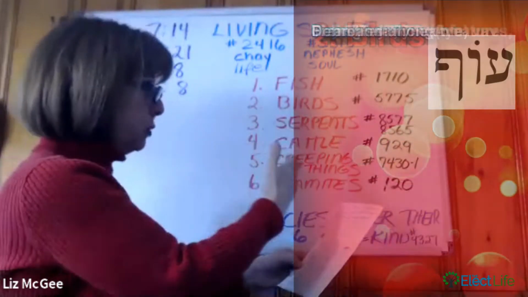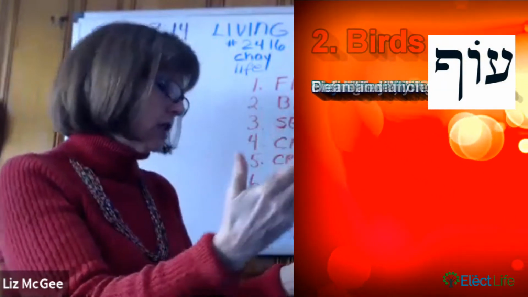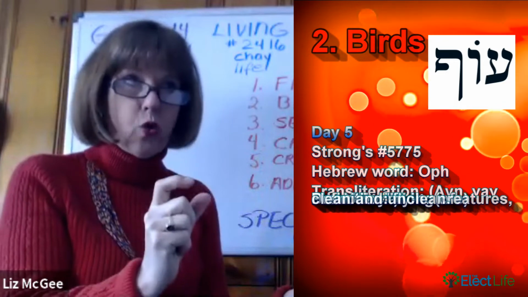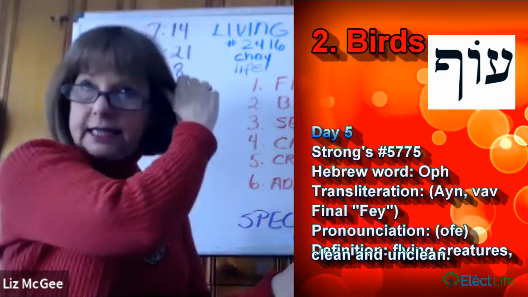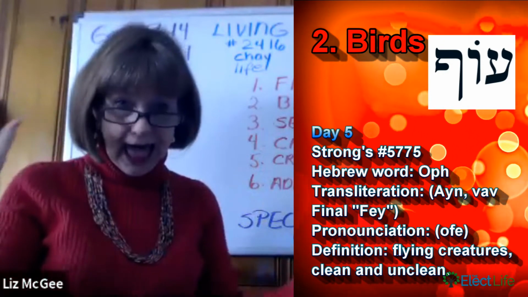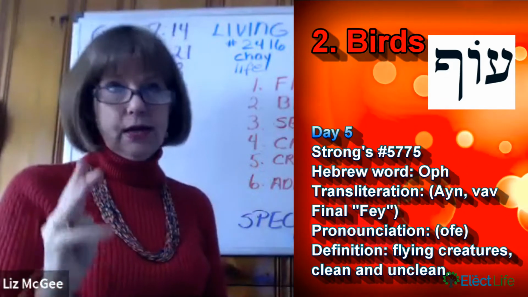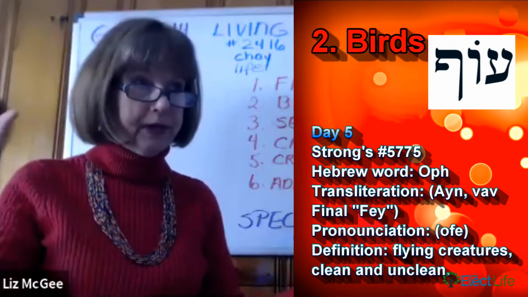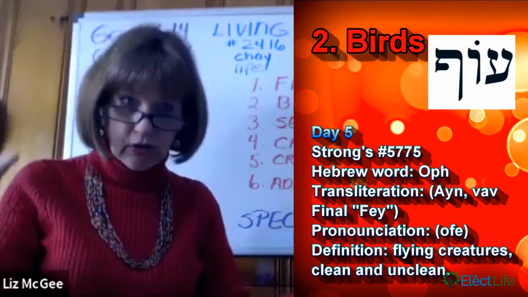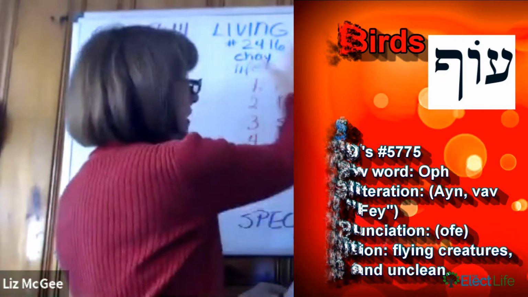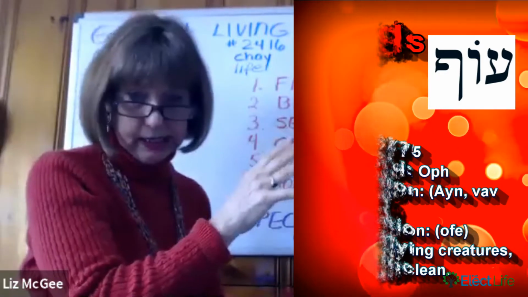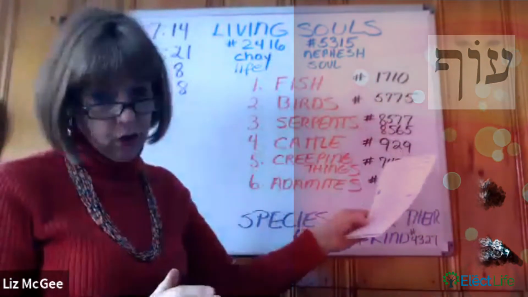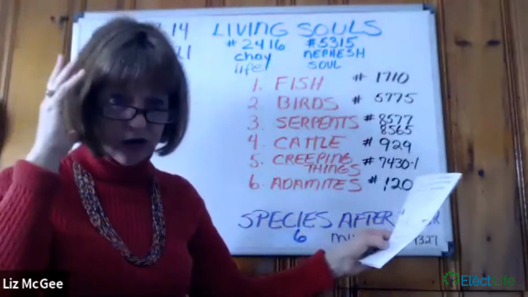Number 2 is birds. Birds is 5775. The root word is OWP, and it refers to flying creatures. Birds, we know, is the easiest one. They represent angels, certain orders of living souls, because all of these things ultimately are categorized as living souls. This is so important to understand.